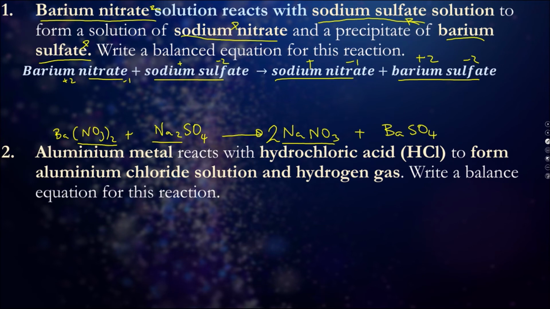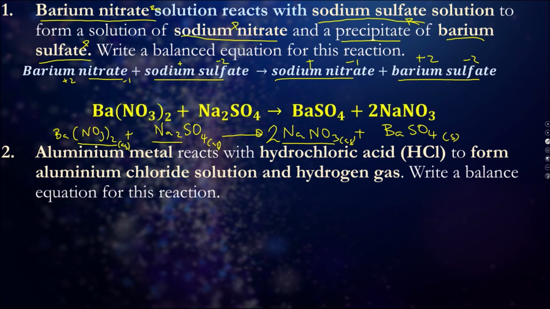Also, these are solutions, so aq, aq, aq. Barium sulfate, sorry, is the precipitate. A precipitate is a solid, so there we go. That's the balanced chemical equation there.